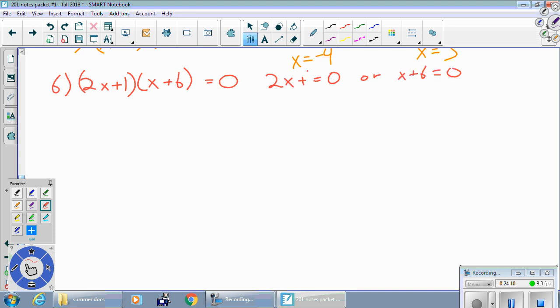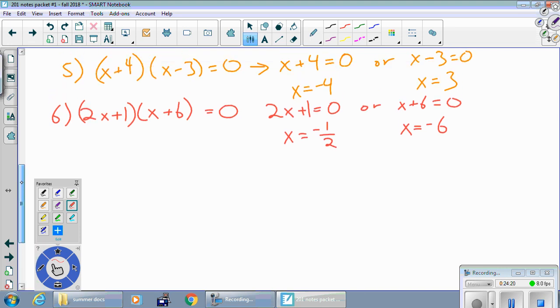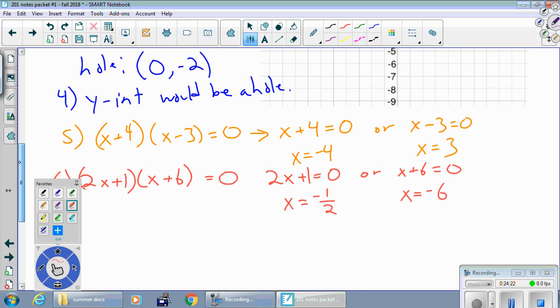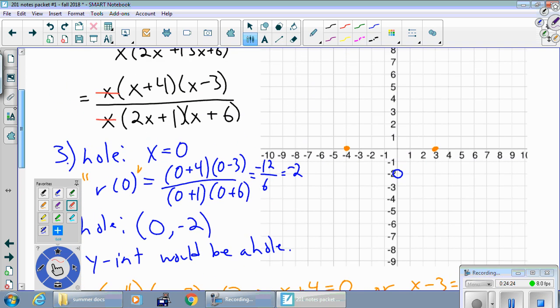And so, oh, I missed something, 2x plus 1. So here, solving for x in 2 steps gives negative 1/2, and over here, negative 6. And these are the locations of the vertical asymptotes. So how are we going to graph these things? We're just going to put dotted lines. So negative 1/2 and negative 6.